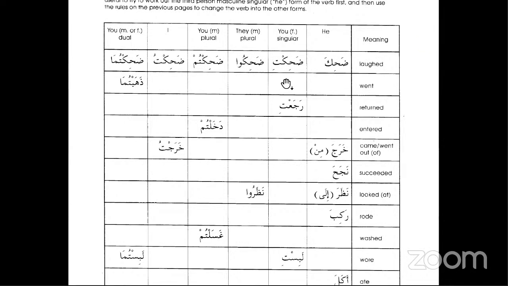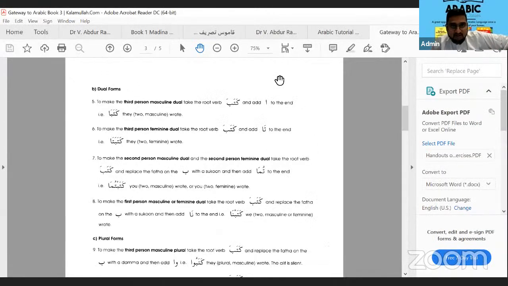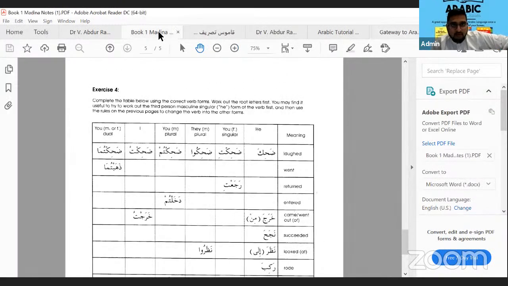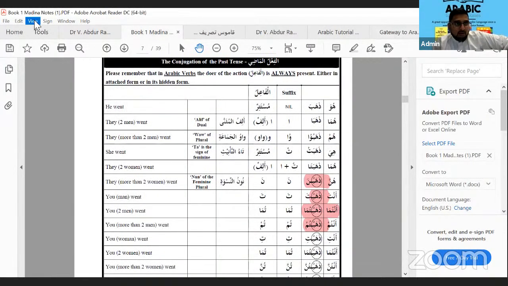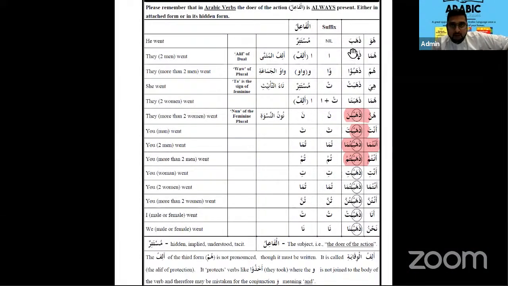ذهبت. No. Remember the ta. Let me go back. Let me show you this again and try to clarify this again. So remember here, in dhahaba, he went. So they both went, we added the alif there, dhahaba.